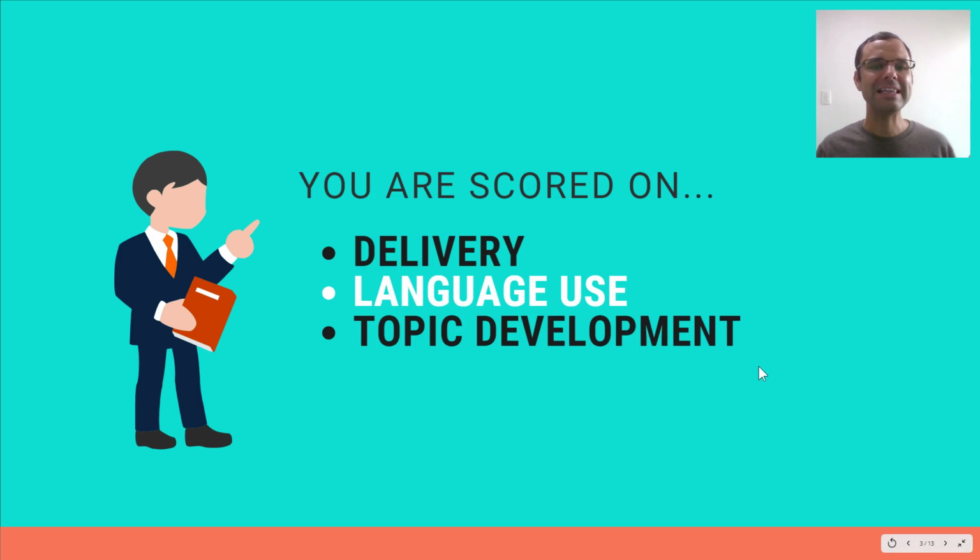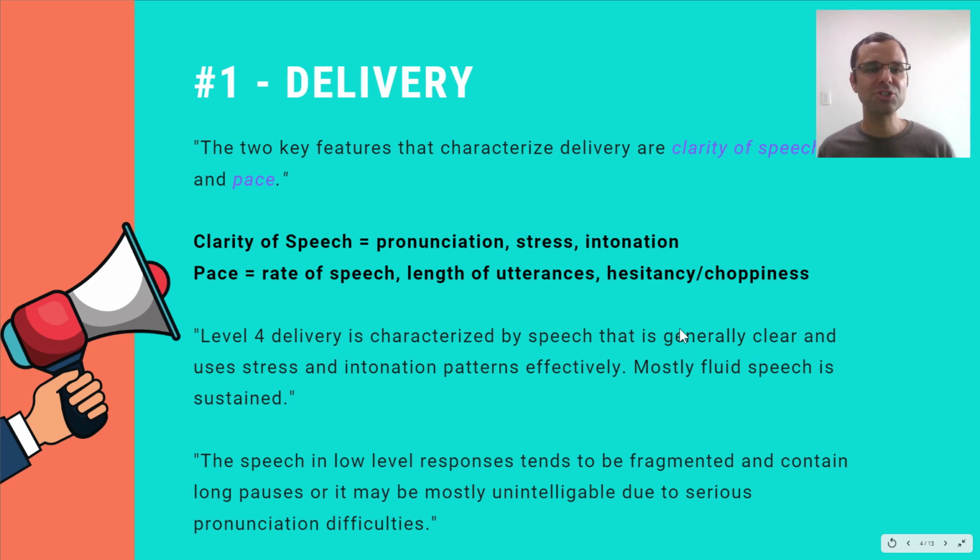So let's get started by talking about these 3 dimensions, these 3 categories. They are delivery, language use, and topic development. Now, starting with delivery. According to the manual, the 2 key features that characterize delivery are clarity of speech and pace. Now, clarity of speech, to be more specific, refers to pronunciation, stress, and intonation.